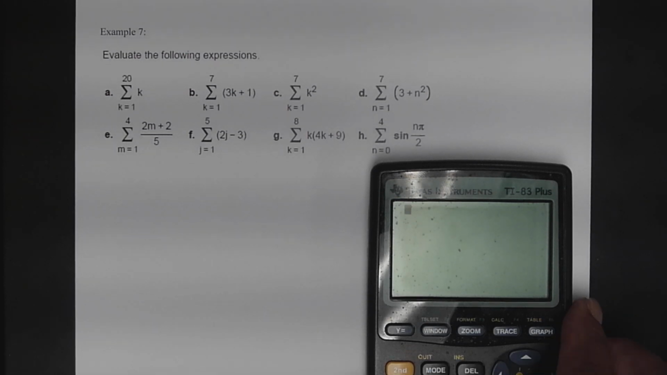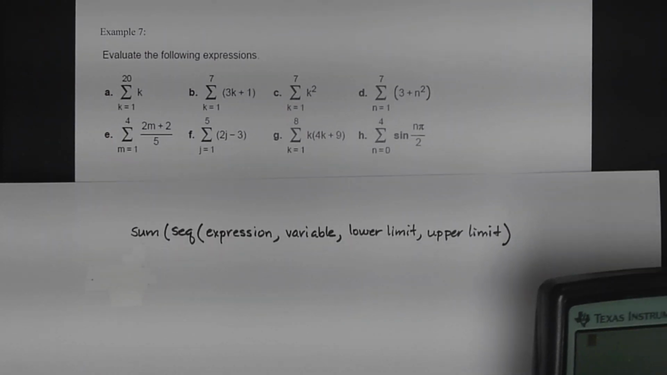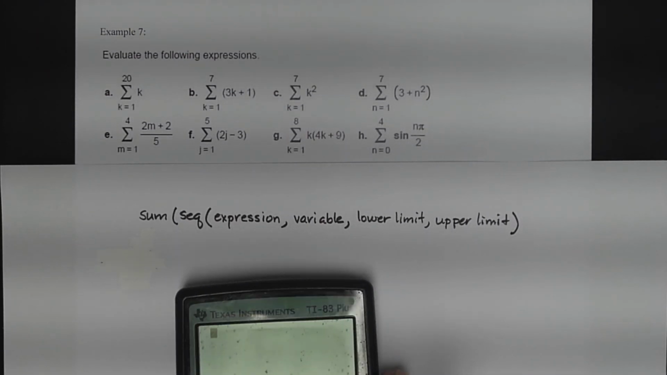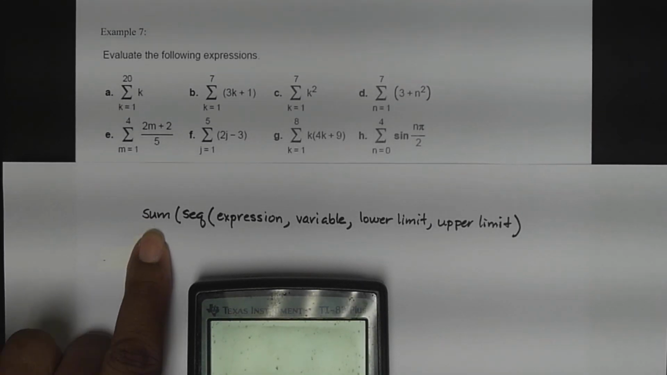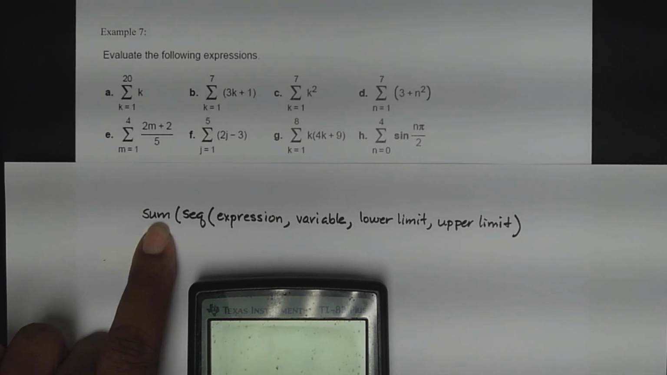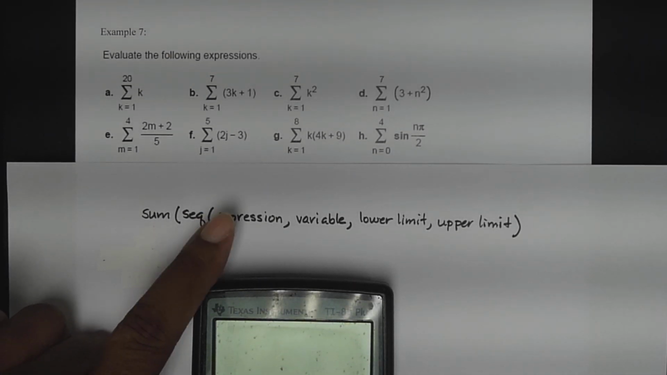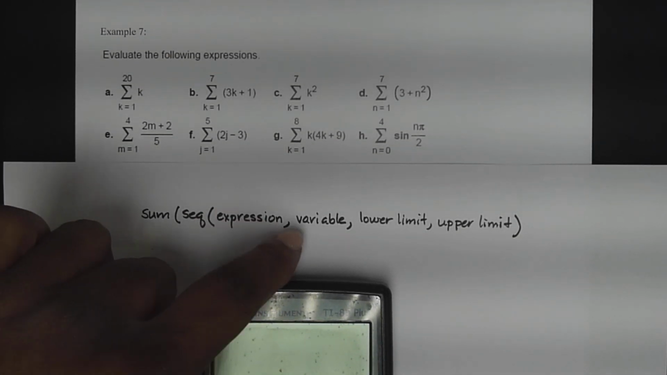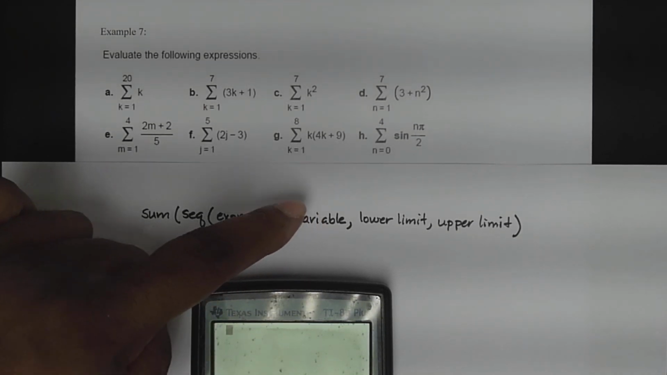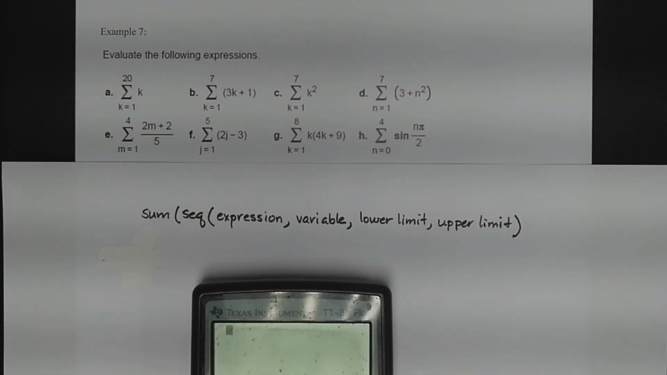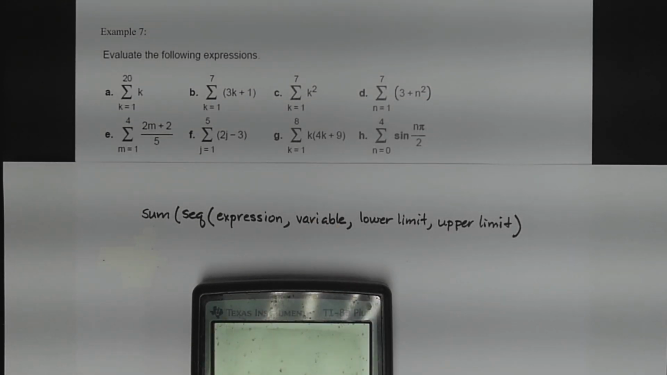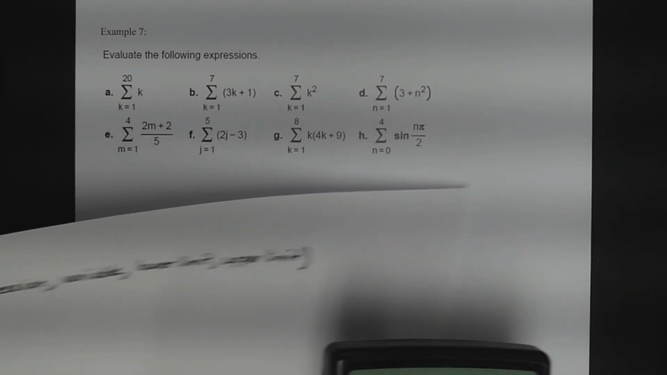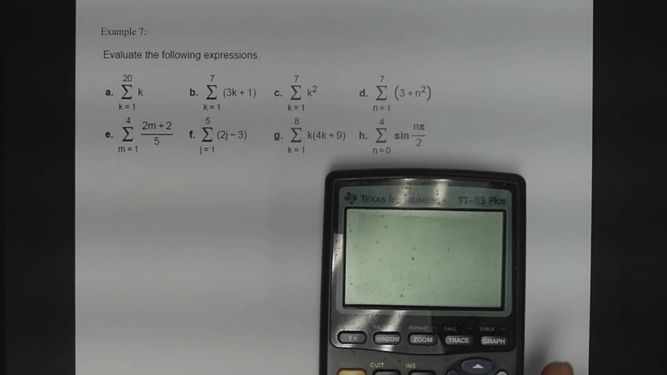that you're going to have to do these sequences, or these summations, I should say. First of all, it's going to have this pretty much format: the sum, and then sequence, and then you'll enter your algebraic expression. Then you have to enter the variable. The variable has to be the same variable that's in your algebraic expression. And then lower limit and upper limit, each is separated by a comma. Okay? So, let me go ahead and show you.